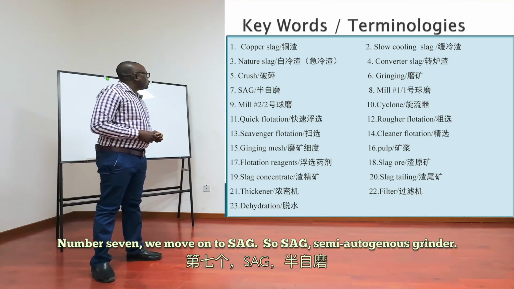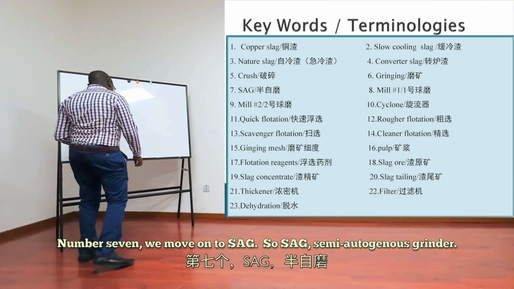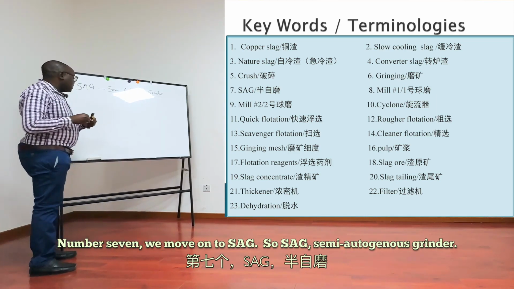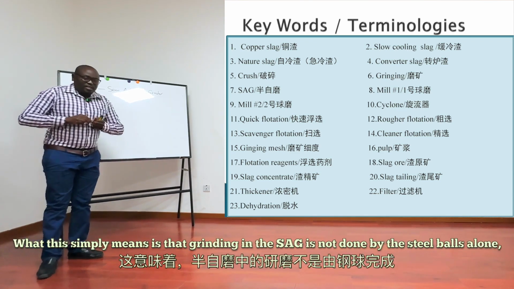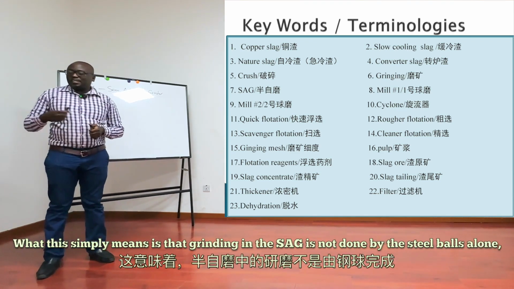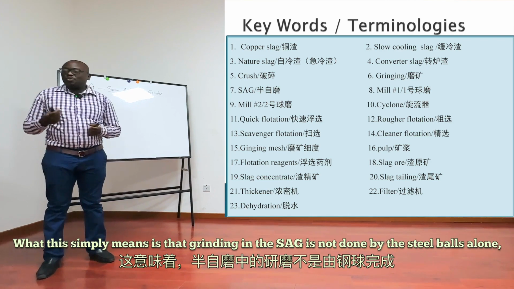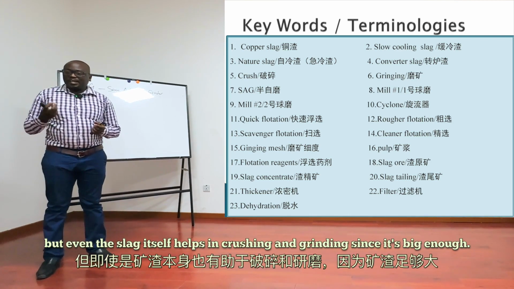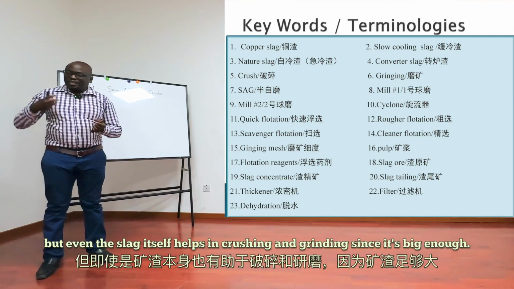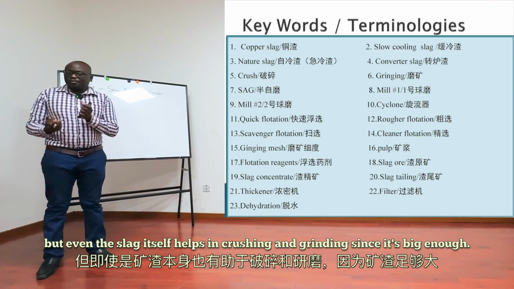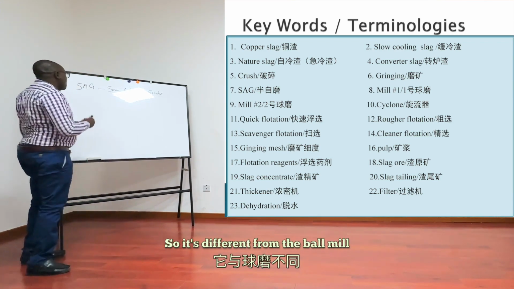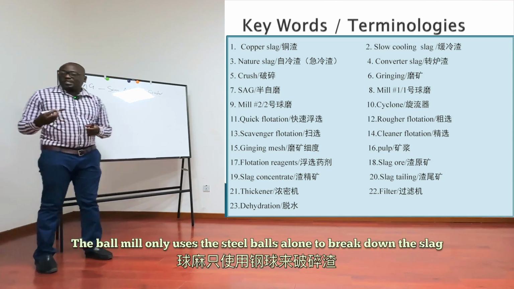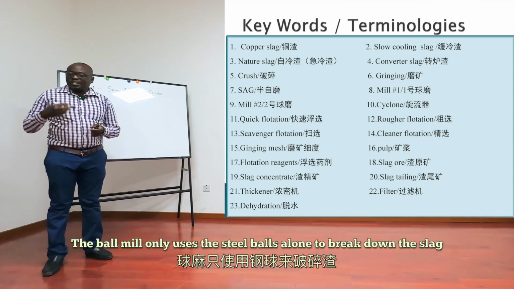Number 7, we move on to SAG. SAG, semi-autogenous grinder. What this simply means is that grinding in the SAG is not done by the steel balls alone, but even the slag itself helps in grinding, since it's big enough. So it's different from the ball mill. The ball mill only uses the steel balls alone to break down the slag.